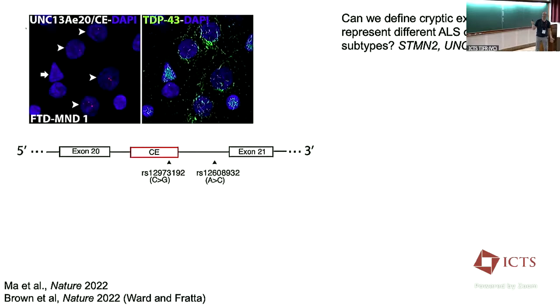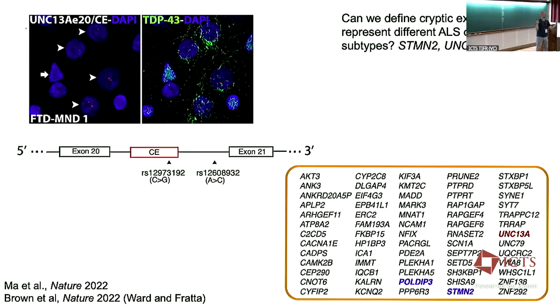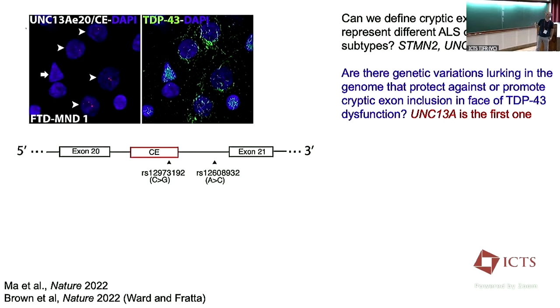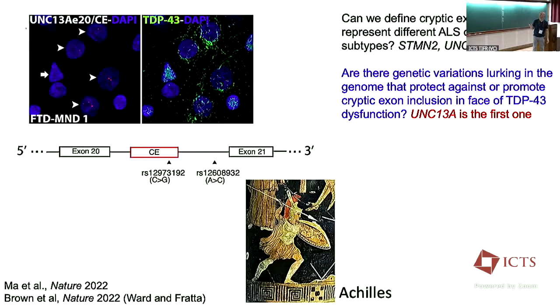So I think now we've defined a new facet of TDP43 pathology, UNC13A cryptic exons, together with STATHMIN2. It adds another one, but what I think is exciting is, what about all these other ones out there? And are there profiles of these in different combinations that are playing out across the brain in different regions, different subtypes? Are there genetic variations lurking in the genome in some of these other ones? The UNC13A one was really easy. It was like right there. What about other ones? We're looking for those. We think of these as like the Achilles heel.